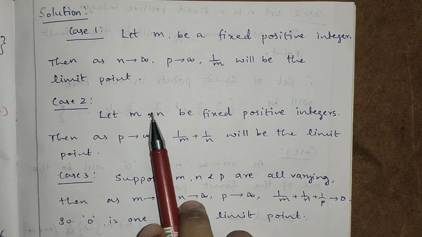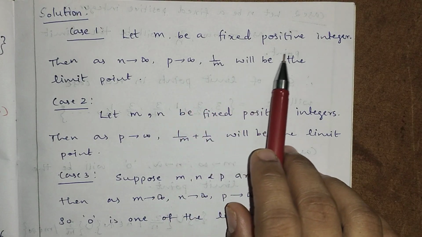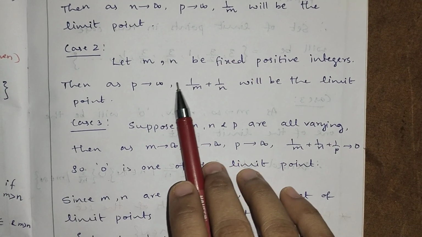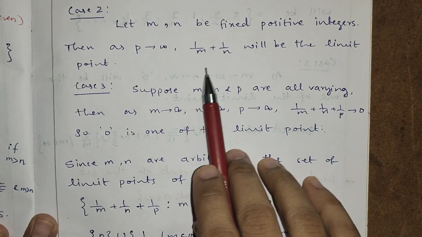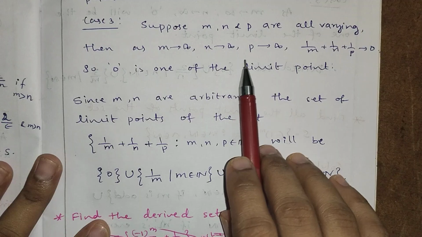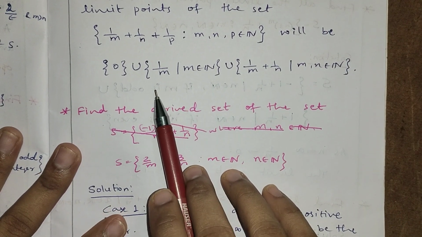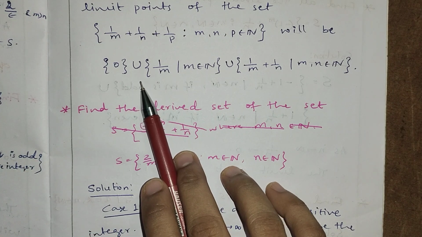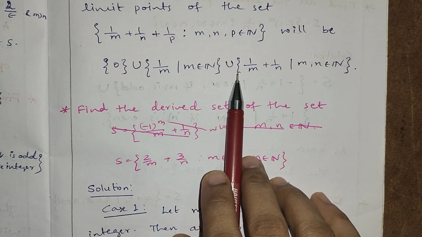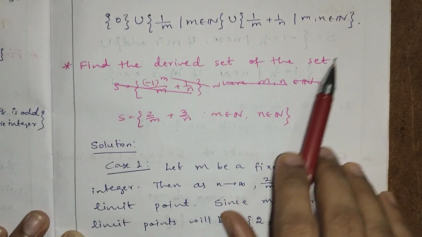Here also we can solve case-wise as in the last problem. Let m be a fixed positive integer, then 1/m will be a limit point. If m and n are fixed positive integers, then 1/m + 1/n will be a limit point. And as m, n, p tend to infinity, 0 will be a limit point. So the set of all limit points will be the singleton set {0}, union the set of all 1/m, m belongs to N, union the set of all 1/m + 1/n.